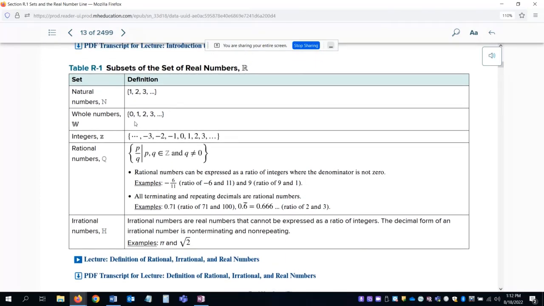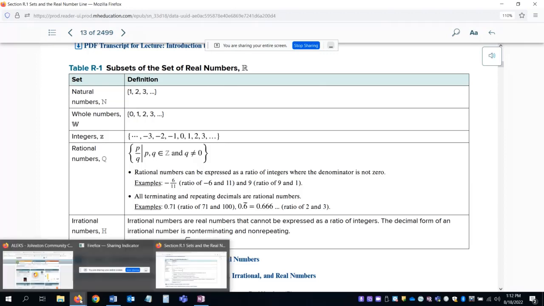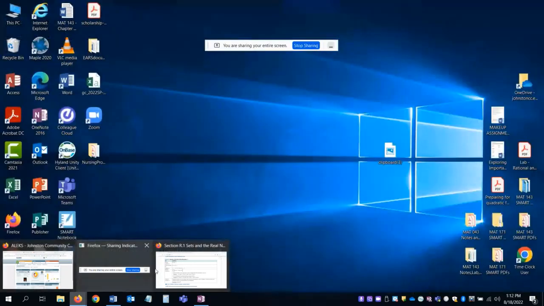Let's see if anybody, for 5 nerd points or cool points, does anybody know: natural numbers start with an N, whole numbers start with a W? That makes sense. Why would this be a Q? Any guesses? Does anyone know it? Why would the rationals be represented by a double-barred Q?